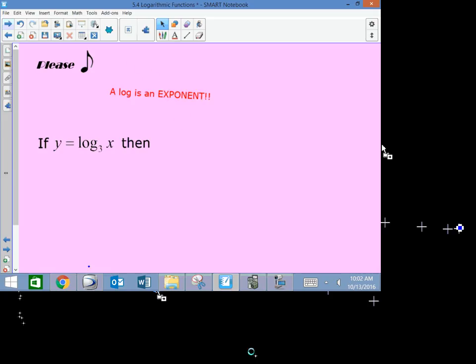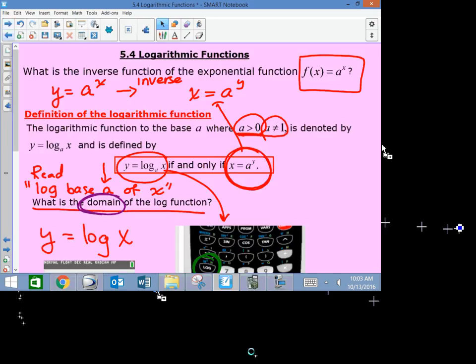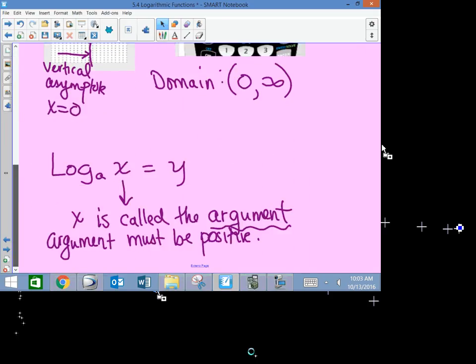Okay, so you're supposed to be noticing that the log is the exponent. Every time I turn the page, that's going to be in these notes: a log is an exponent. So when I ask you what's a log, the answer is an exponent. Now, what we want to do is switch back and forth between exponential and logarithmic form.